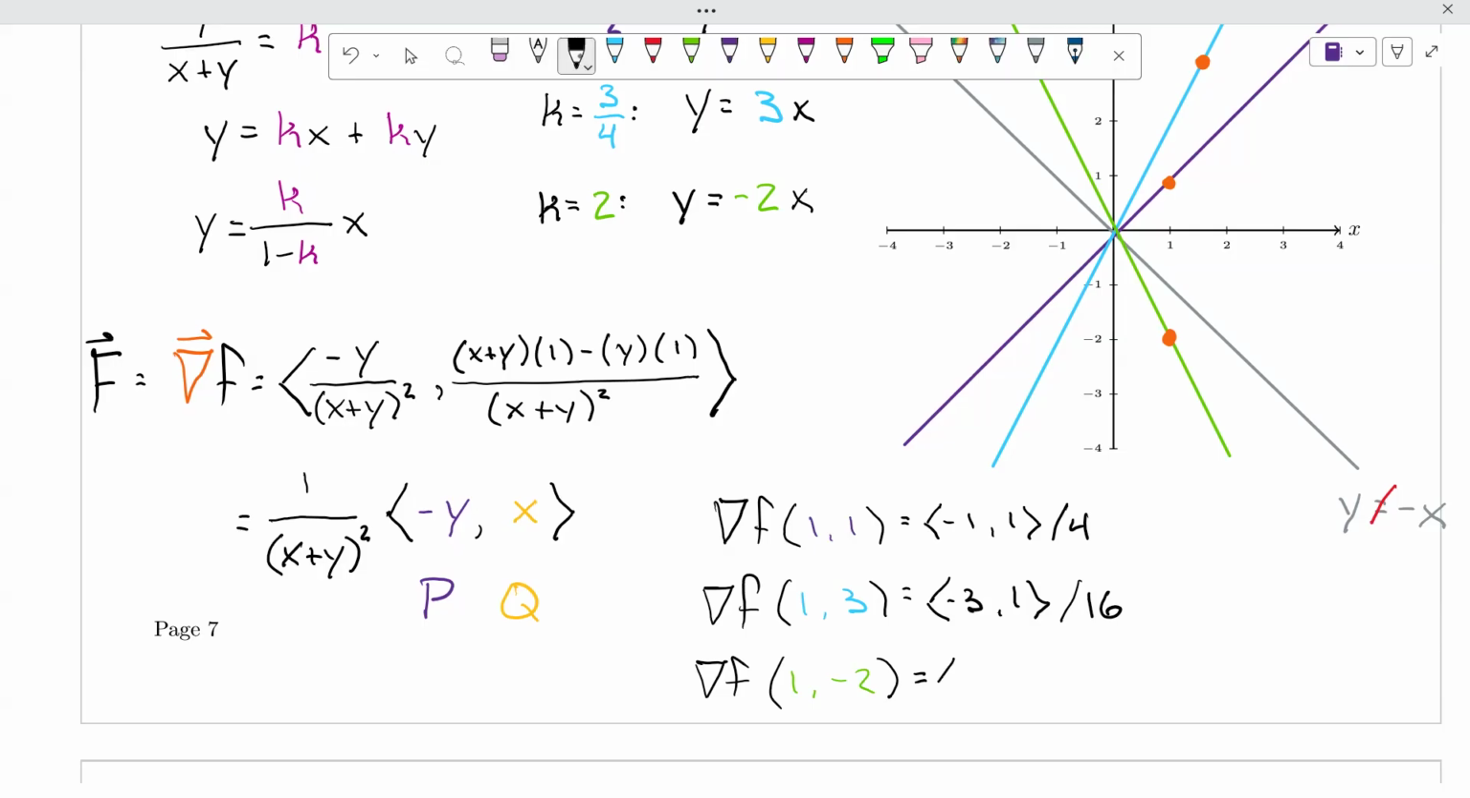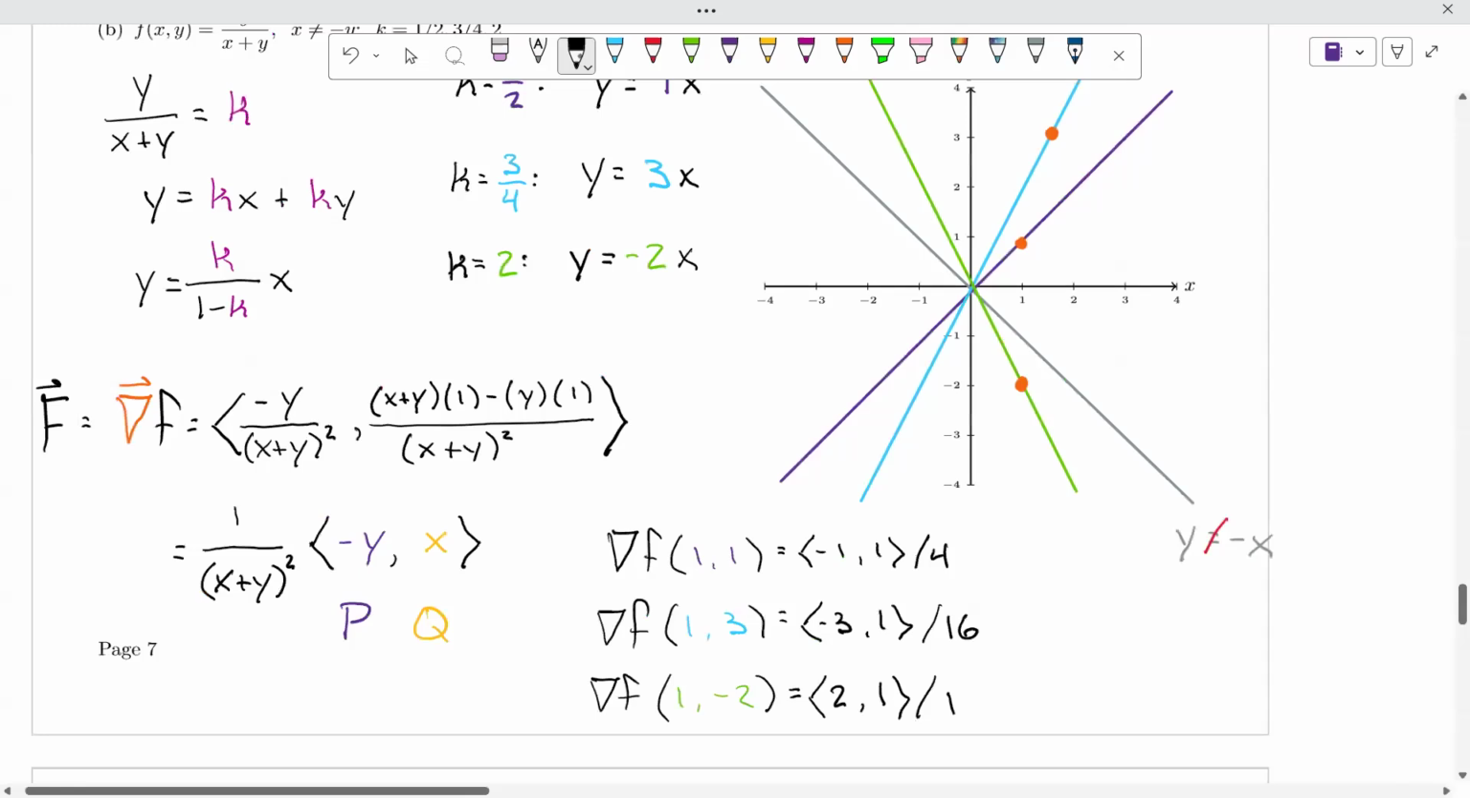Okay. So, right, we were in the middle of getting this vector. So negative 2 is positive 2. Our y component is x, so that's 1. And divided by 1 minus 2 is negative 1, squared is 1.